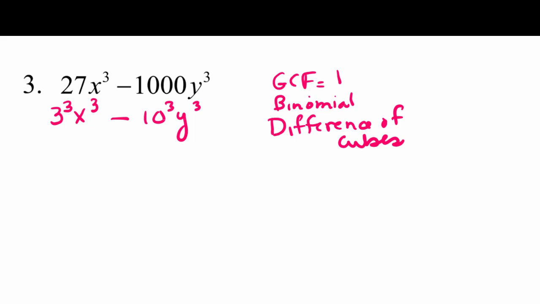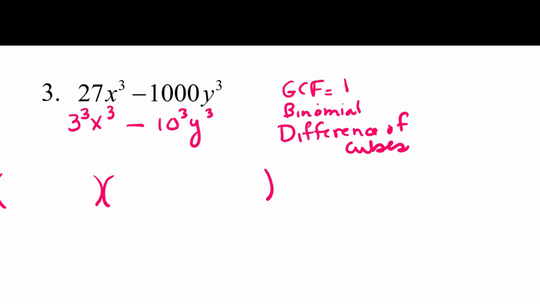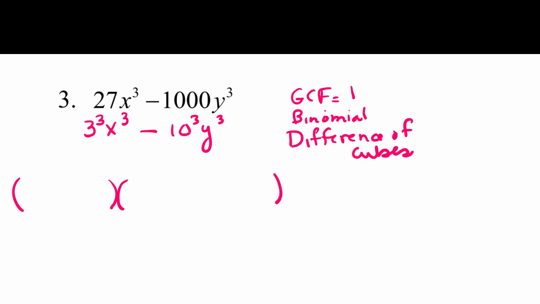We're going to get a set of parentheses here going for the binomial, and then a set of parentheses here going for the trinomial. And in that binomial, we're going to take all these numbers and letters that we cubed to get the original problem. So that would be a 3 and an x, keep the sign, and a 10y for that second term. So the binomial you always build with cube roots and keep the sign, okay?